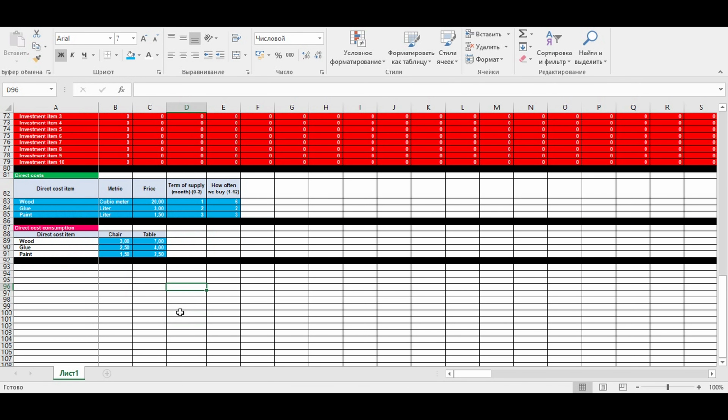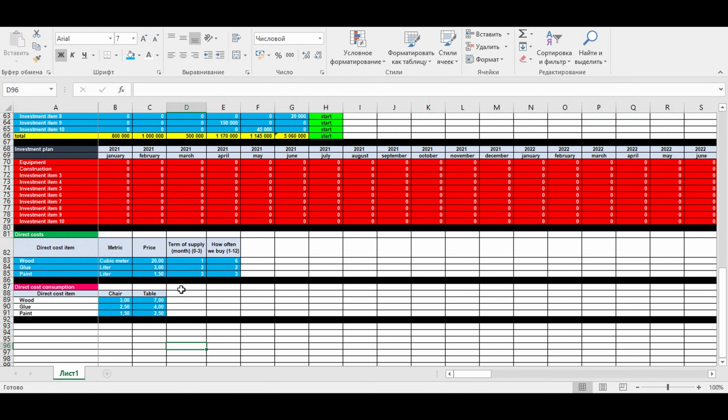So what do we have to do now? Now we have to calculate how much direct costs we need to produce all chairs and all tables. We have to calculate the natural consumption.